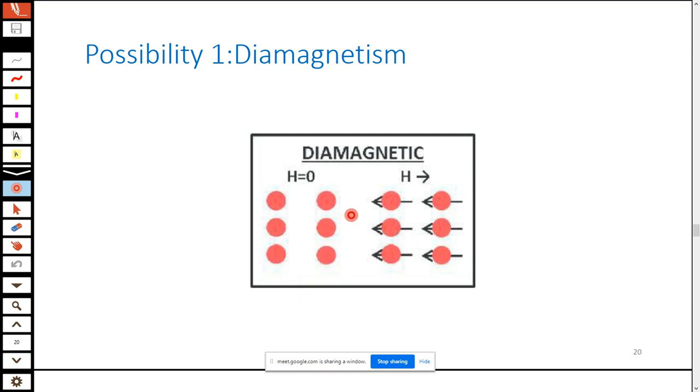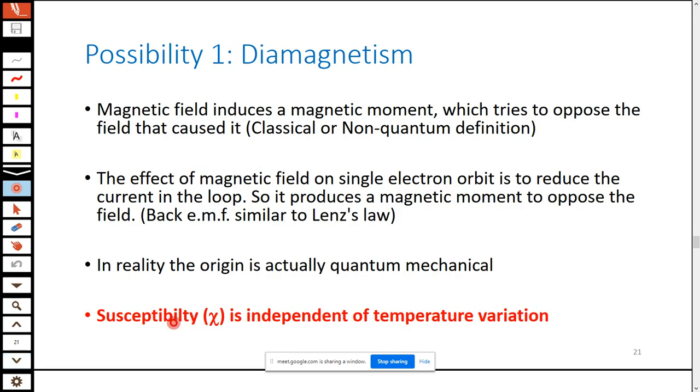A diamagnet basically has zero magnetic moment when there is no field, but when you apply a magnetic field, it will produce a magnetic moment so that it will oppose the magnetic field which induced it in the first place. So it is something like Lenz's law, which you have known.